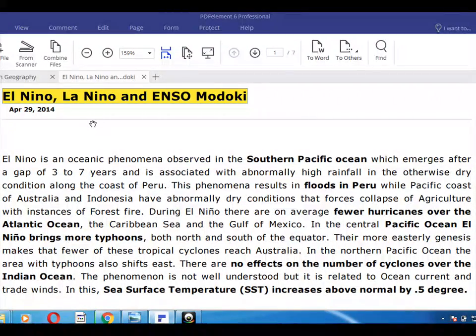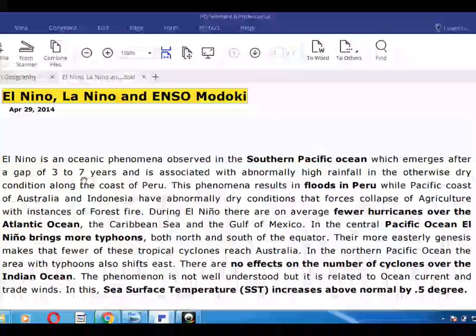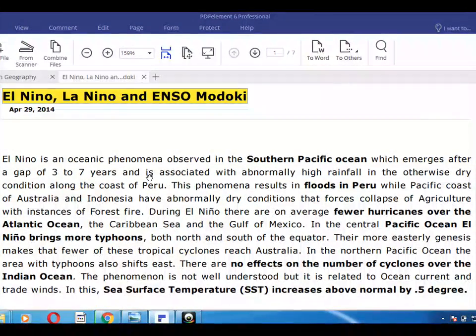El Nino, La Nina and ENSO and Modoki. El Nino is the oceanic phenomenon observed in the southern Pacific Ocean, which emerges after a gap of 3 to 7 years and is associated with abnormally high rainfall in the otherwise dry conditions along the coast of Peru.